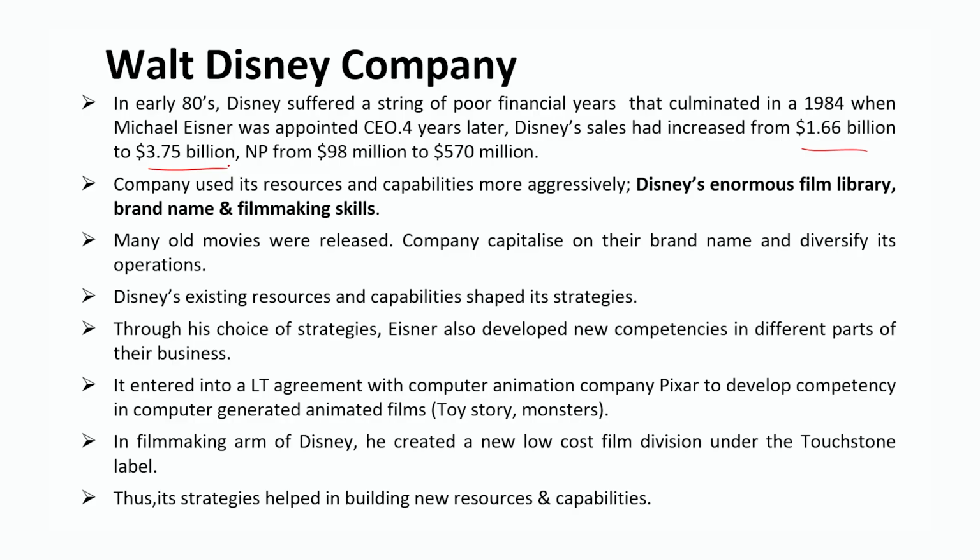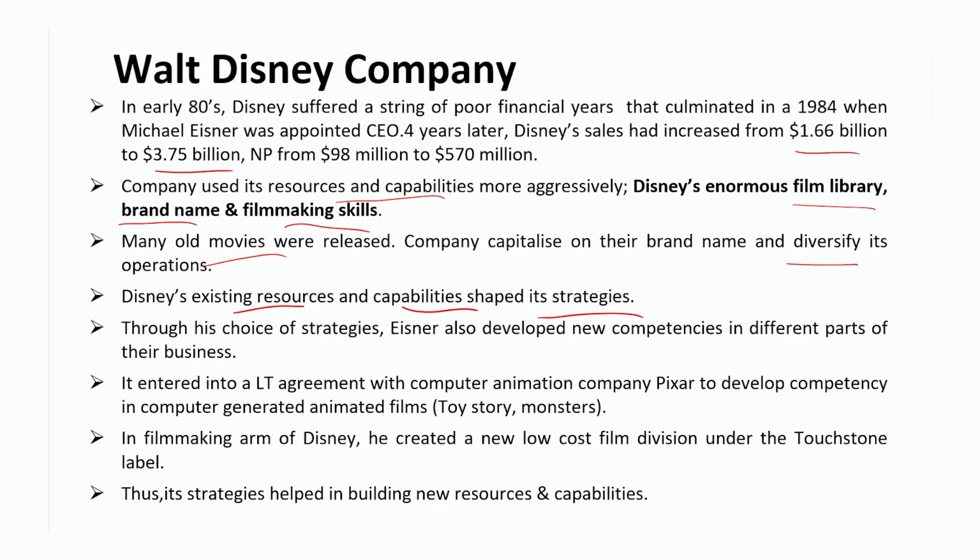So in the early 80s, when the company was facing poor financial years, at that time Michael Eisner was appointed as the CEO, and within 4 years the company's sales increased from 1.6 billion to 3.75 billion, and its net profit also increased. What did the company do? The company used its resources and capabilities more aggressively. They used their enormous film library, brand name, and filmmaking skills. Many old movies were re-released. The company also capitalized on their brand name and diversified its operation. So in this way, they used their existing resources and capabilities to shape their strategies.